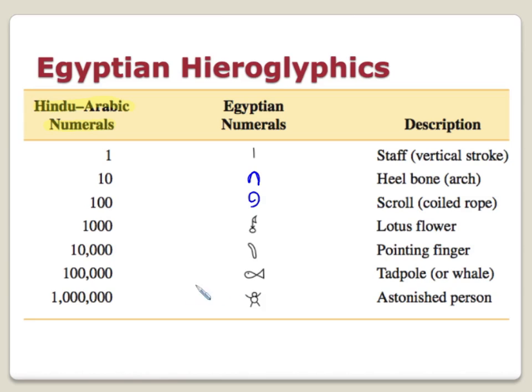Right there. For 100,000, they would have a tadpole or a whale. It's a fish. And then for 1,000,000, they would have an astonished person. So you just draw a guy, whoa, and he looks astonished because 1,000,000 is a really big number.